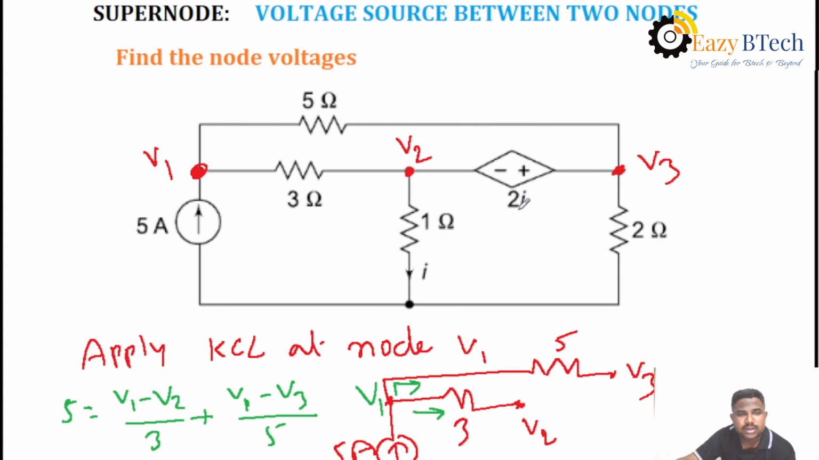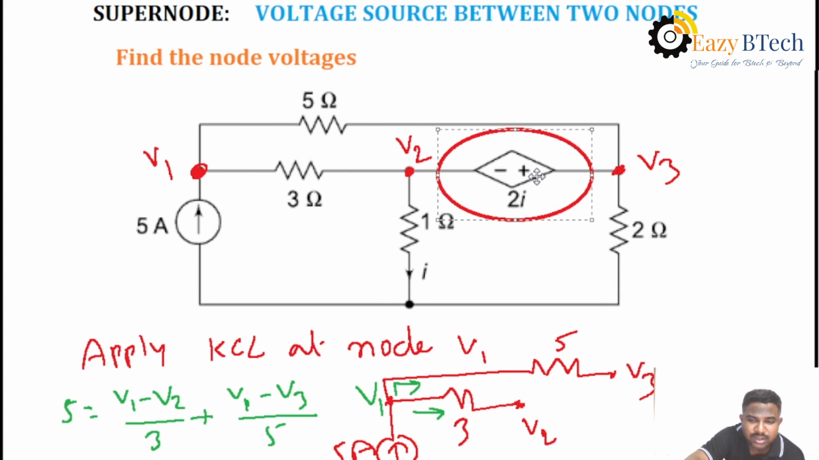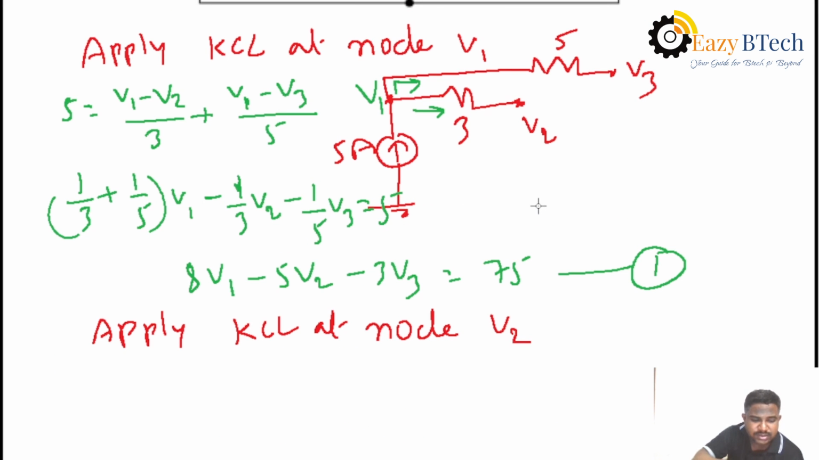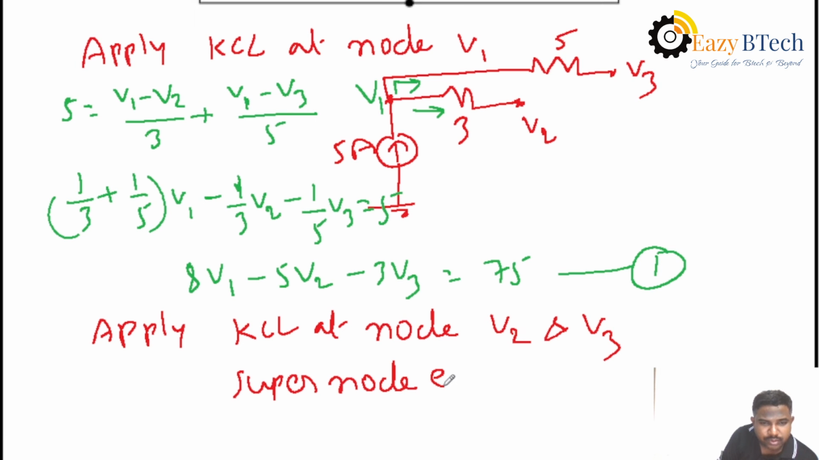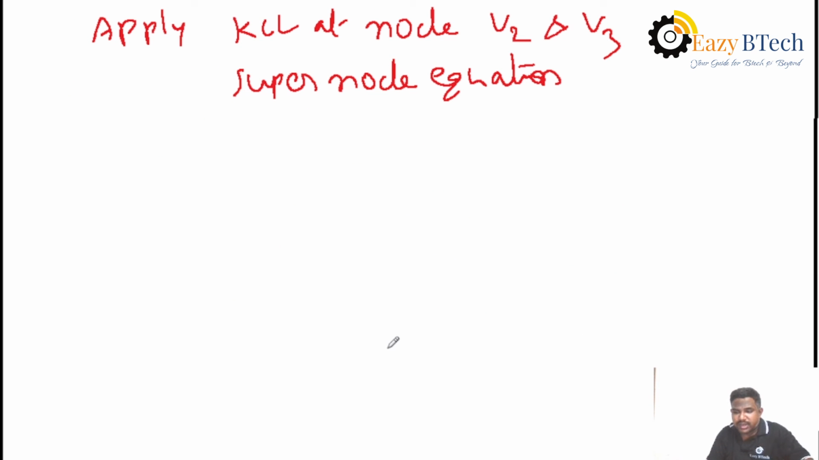What elements are connected? 3 ohms connected, 1 ohm connected, and a voltage source connected here. That's why we don't write KCL at node V2 alone. That means we apply KCL at node V2 as well as V3. That means we have to write down the super node equation. Understand clearly at this point.